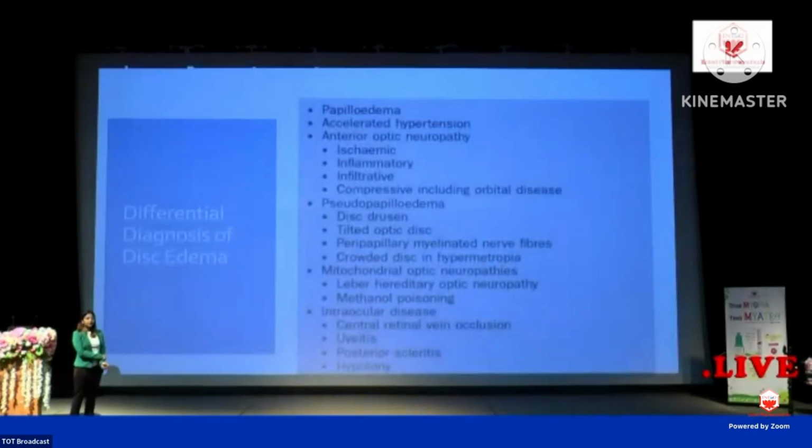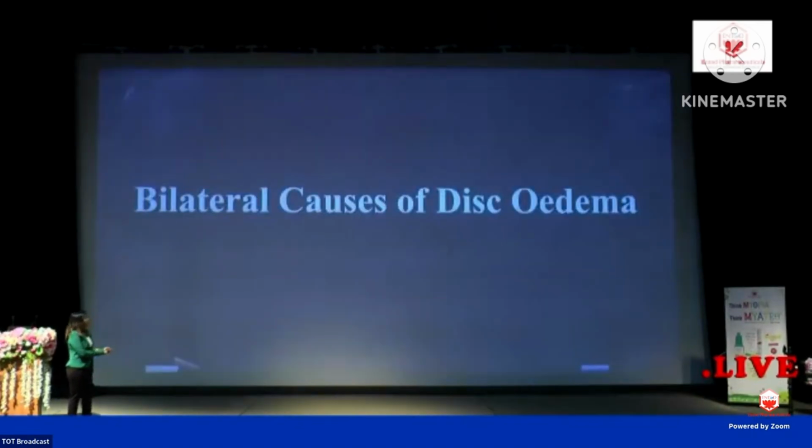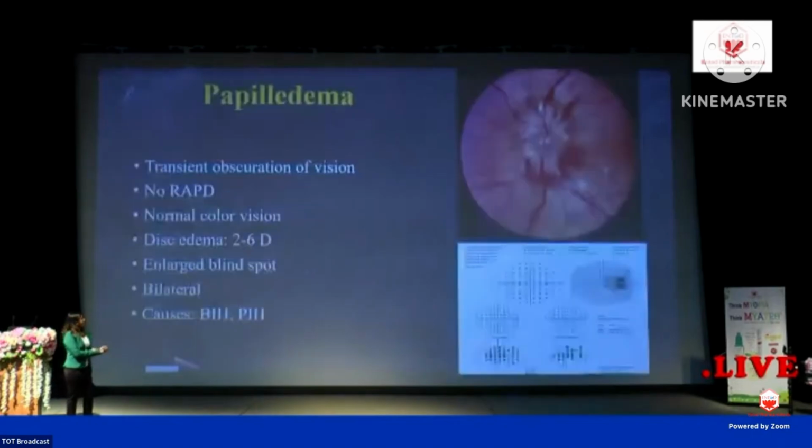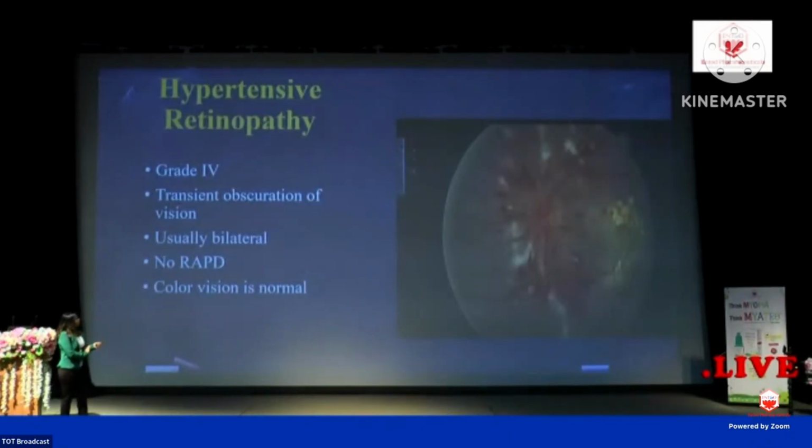There are many differential diagnoses. We'll discuss only a few of them today. Bilateral causes include, most commonly, papilledema seen in PIH or BIH. In this, there will be no RAPD, and disc edema can range from 2 to 6 diopters. Hypertensive retinopathy is also an important DD for bilateral causes. Therefore, in every patient we suspect of disc edema, blood pressure should be checked.